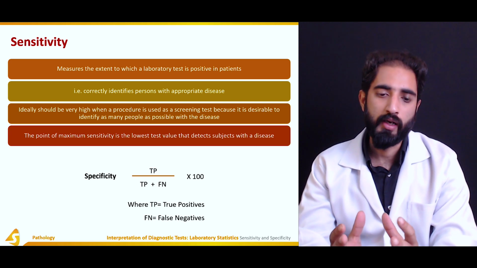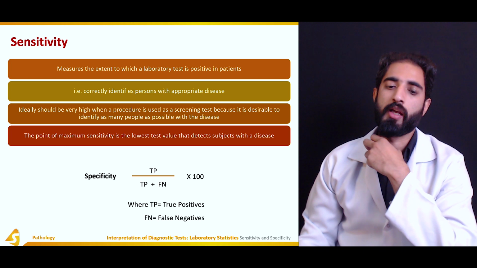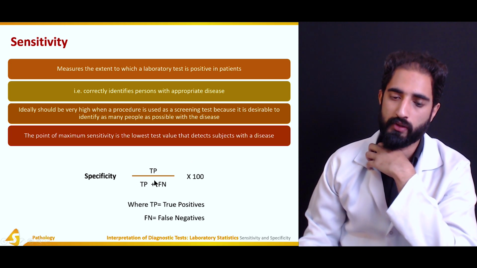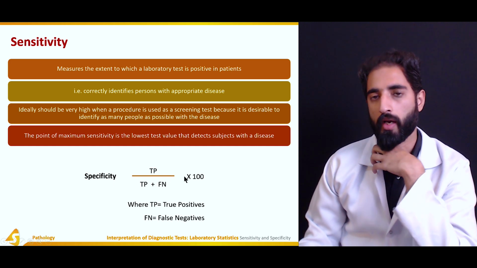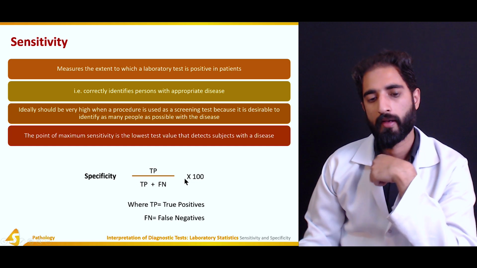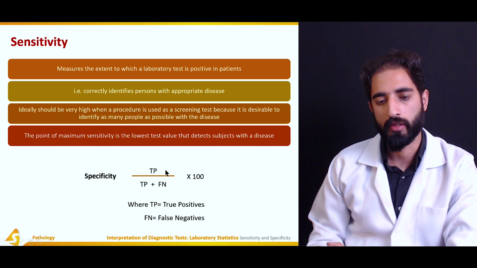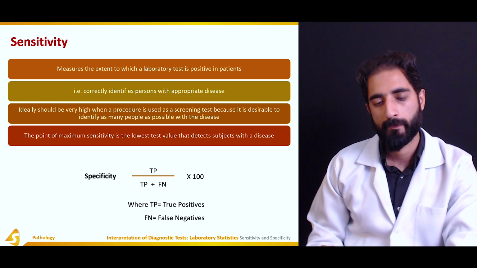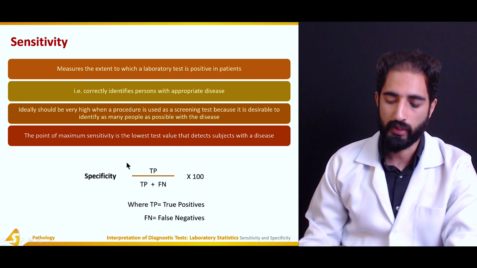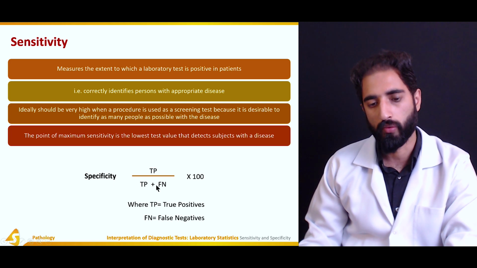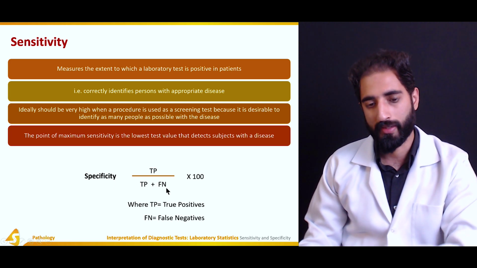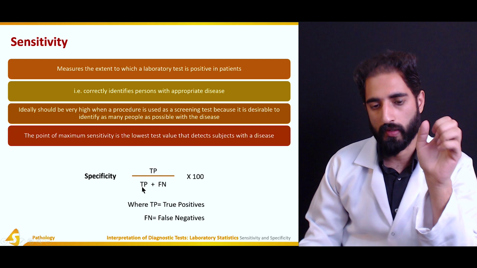In order to calculate sensitivity, we can calculate it by true positives divided by true positives plus false negatives, multiplied by 100. So that is how we can find out the sensitivity. Whereas the positive predictive value was true positives divided by true positives plus false positives. But here it is true positives divided by true positives plus false negatives.